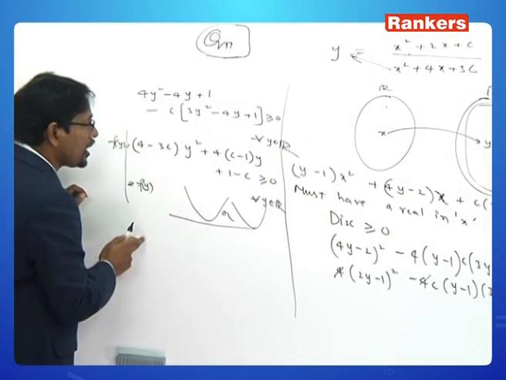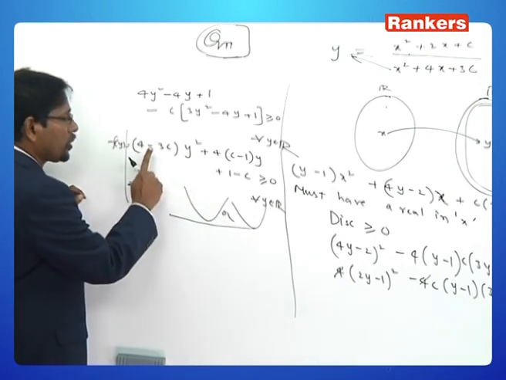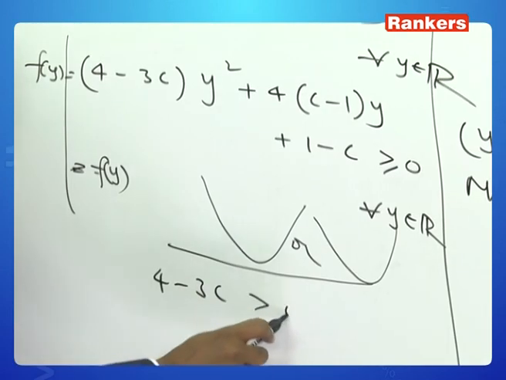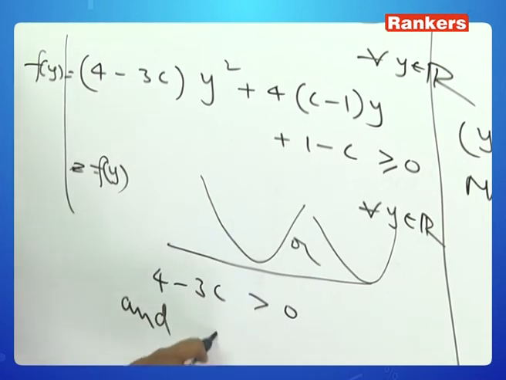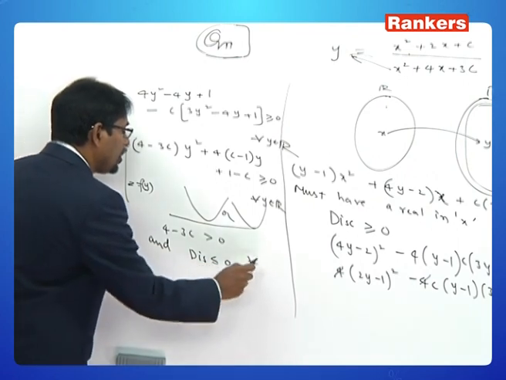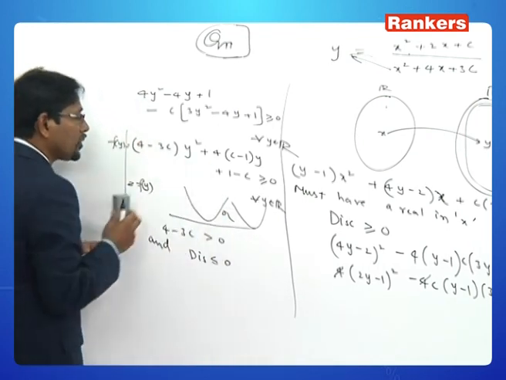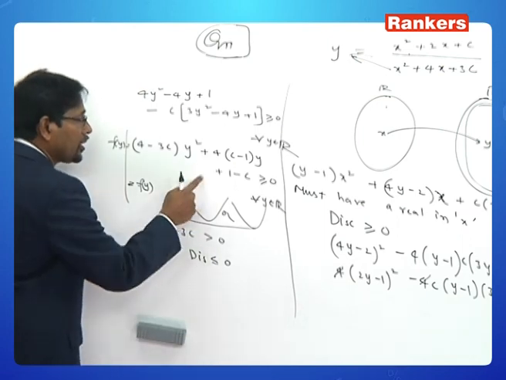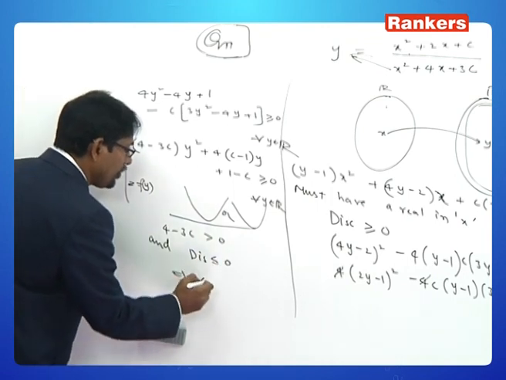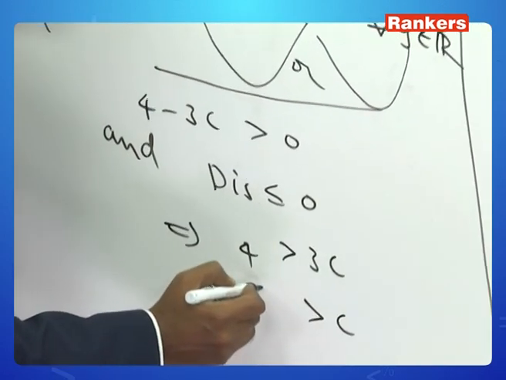Now when is that going to happen? When is the graph concave upwards and above the x-axis? So the coefficient of the y squared term should be positive. So 4 minus 3c should be positive. And the discriminant should be less than or equal to 0. For this to happen, to have a non-negative sign for all y. So this means that 4 is greater than 3c. That means c must be less than 4 by 3.